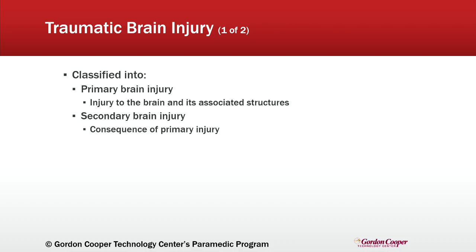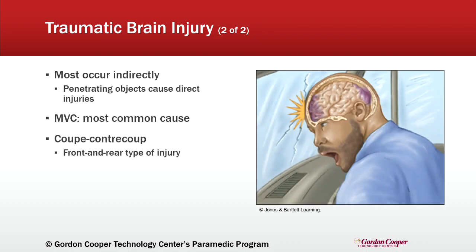Secondary brain injuries are going to include things like cerebral edema, intracranial hemorrhages, increased intracranial pressure, cerebral ischemia and hypoxia, hypoglycemia, hypotension, and even infection can fall into this category. The only way to reduce brain injuries is through preventative programs. Most brain injuries happen indirectly, but direct injuries are typically caused by penetrating objects.